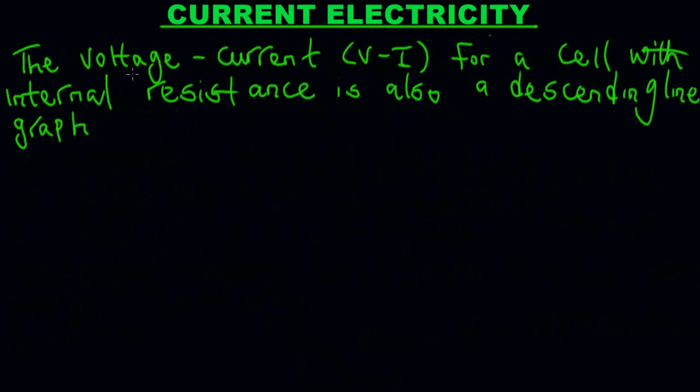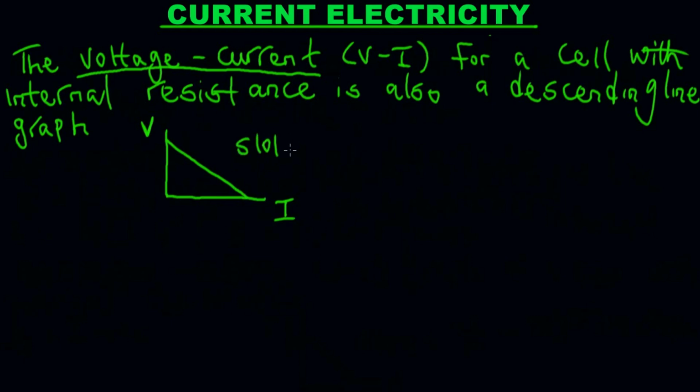All right, so the voltage current graph for a cell with internal resistance is also a what? A descending line graph. So what do you mean by this? Let's analyze this. This is how the graph looks. This is also a descending line graph. It's going to be looking similar to the first one. The line is descending, not ascending. The only difference is that this is a voltage current graph. So V is on the vertical axis, while I is on the horizontal axis. So what is the slope? How do we get the slope?